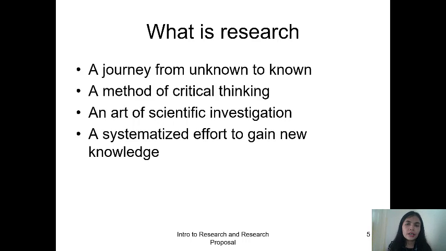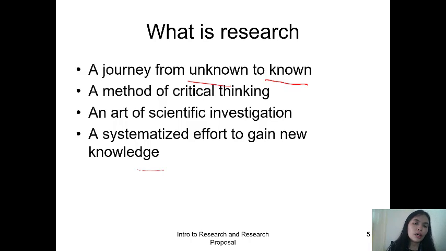So what is actually a research? A research is a journey from unknown to known. So after you finish your research, you should be able to depart from the unknown area to the known area. So previously you don't know how to use Scrum or how to implement Scrum to one particular thing. Now you know the effect of implementing Scrum to a particular thing.